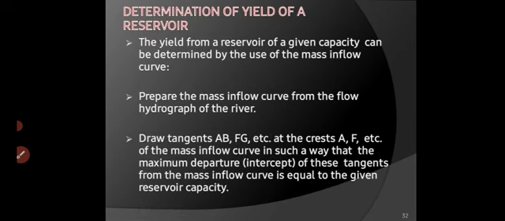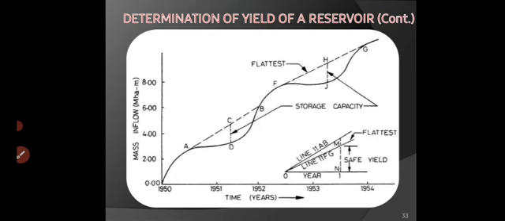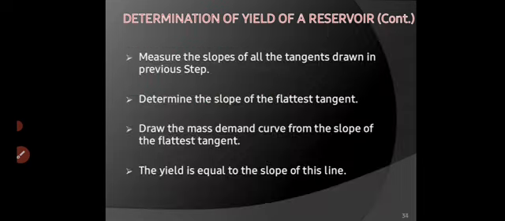Let's see how we will find out the yield. So yield, again, it is almost the same. The yield from the reservoir of the given capacity can be determined by use of the mass inflow curve. Means it is a hydrograph. With the help of the hydrograph, it is the same method as we have discussed in the graphical method, right? It's the same as this. So the shortage capacity that we have already discussed in the previous topic.